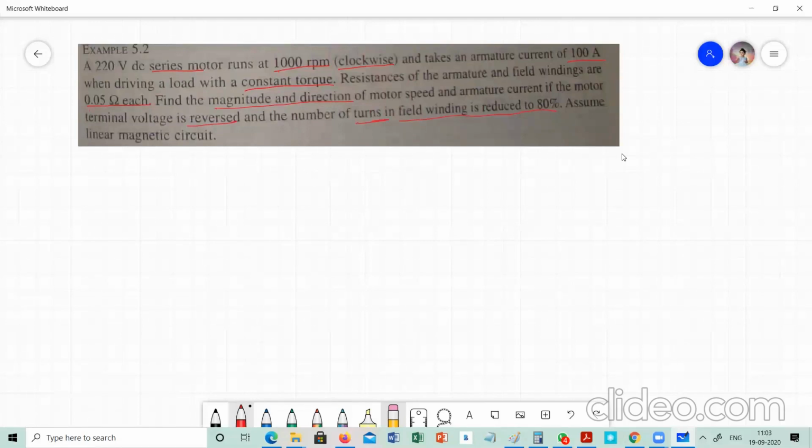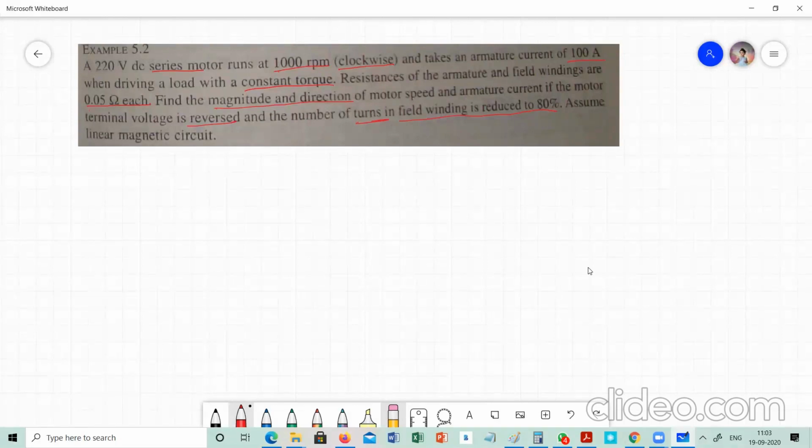Which means if there are 100 turns, they are reduced to 80. Assume linear magnetic circuit. Assuming a linear magnetic circuit means phi is proportional to I. Or in this case we cannot simply say phi is proportional to I, because in a motor the current is governed by the load. If the load changes, the current is going to change. In a motor the current depends on the load torque. But they have given the linear magnetic circuit.